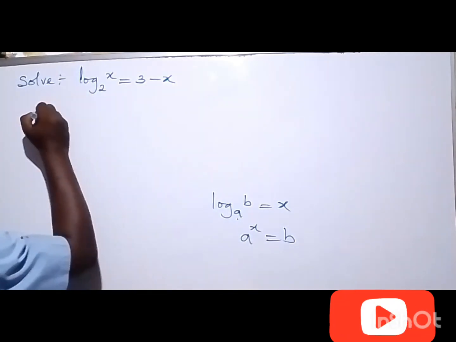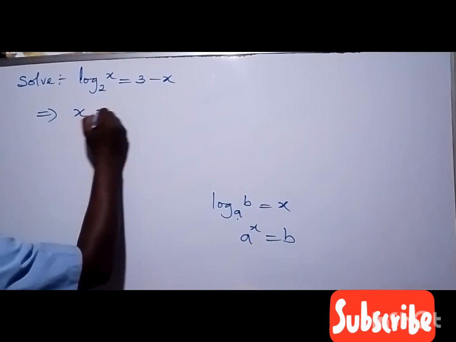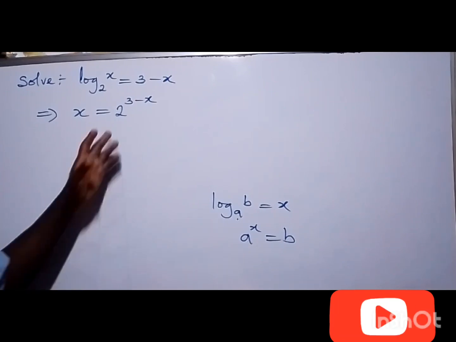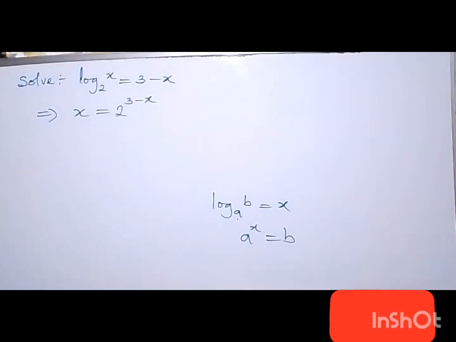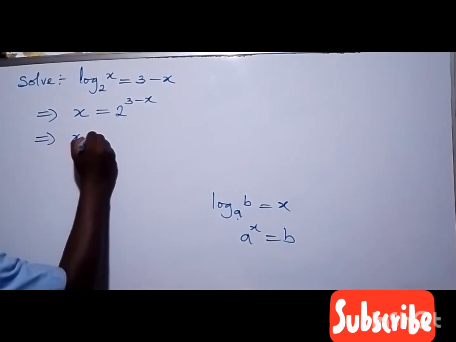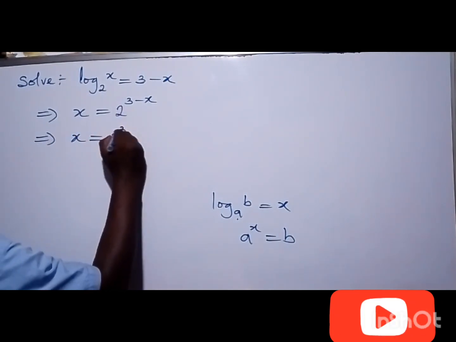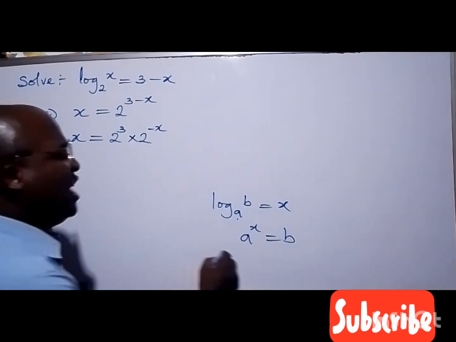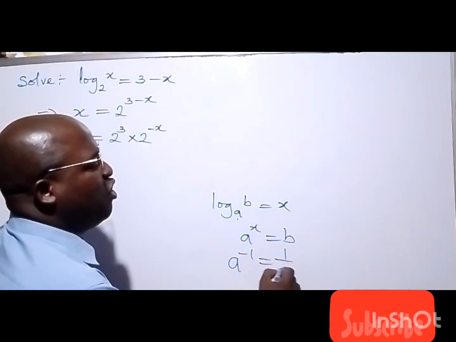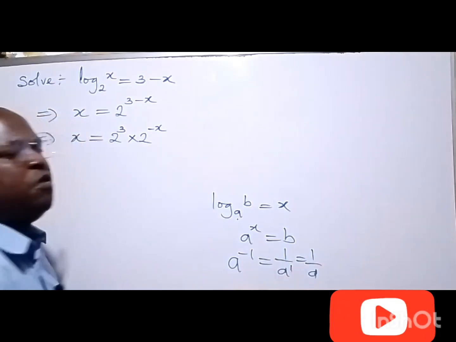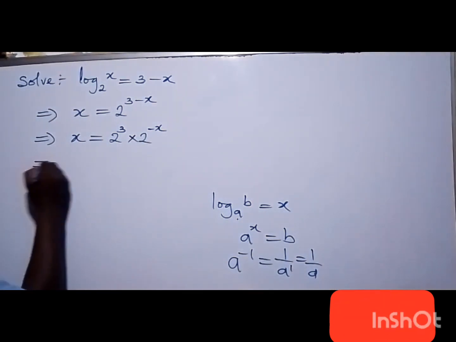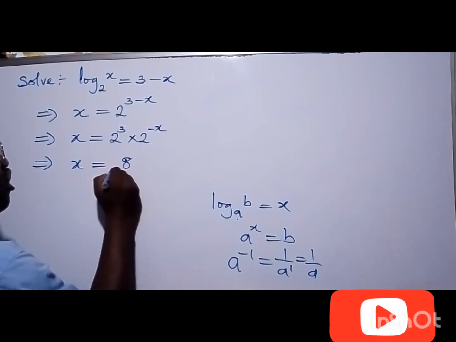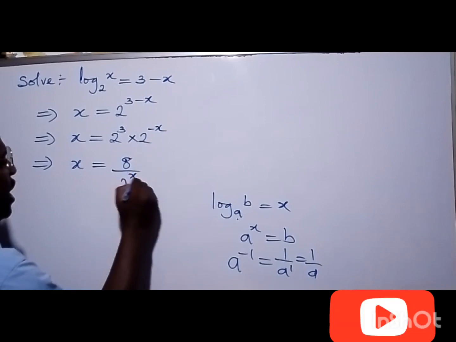That means here I will have x is equal to 2 raised to power 3 minus x. Then I can simplify this side. If I simplify that side, I will have x is equal to 2 raised to power 3 times 2 raised to power minus x. A raised to power minus 1 will be equal to 1 over a. So here I will have x is equal to 2 raised to power 3, which is 8, so I have 8 over 2 raised to power x.